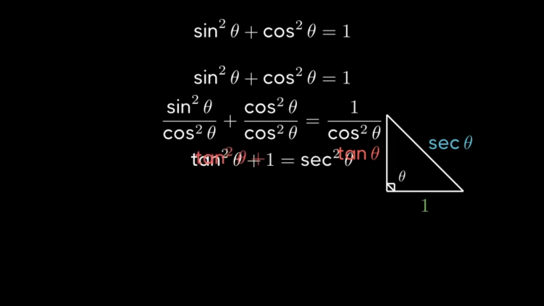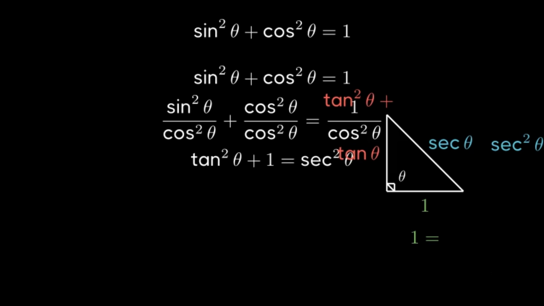Now let's connect our algebraic identity to this geometric representation. The first term in our equation, tangent squared theta, corresponds to the square of the opposite side's length. In our triangle, that's the square of tangent theta. The constant term 1 in our equation represents the square of the adjacent side's length, which we've set to 1, so its square is also 1. And finally, the term secant squared theta corresponds to the square of the hypotenuse length.